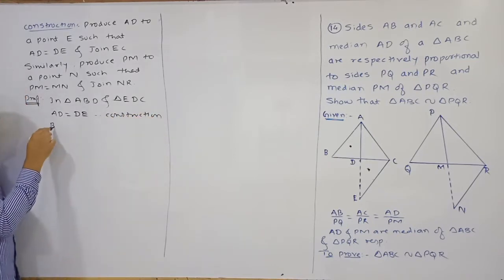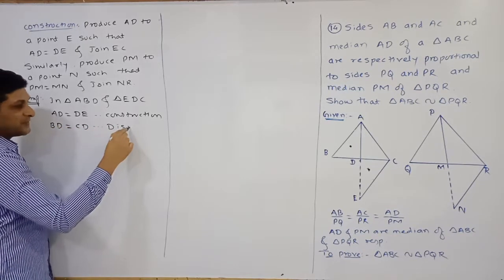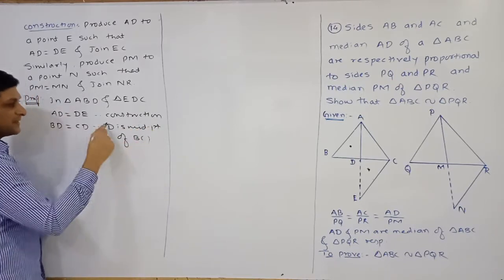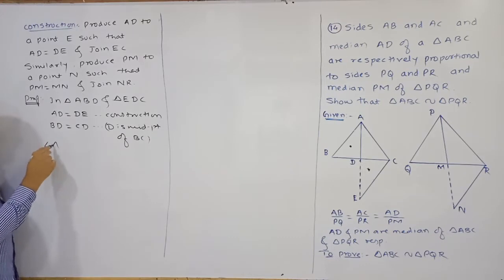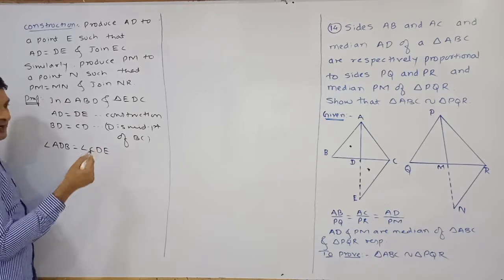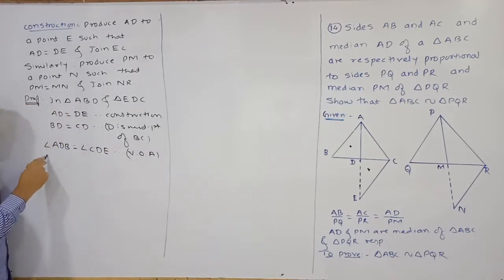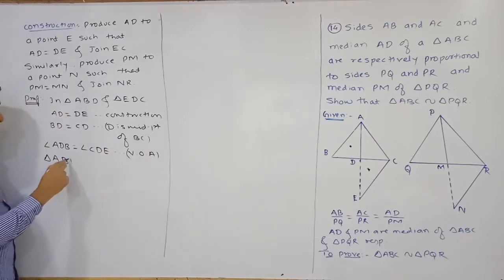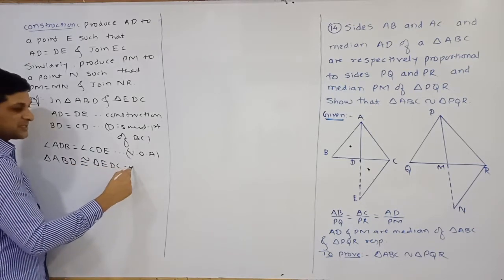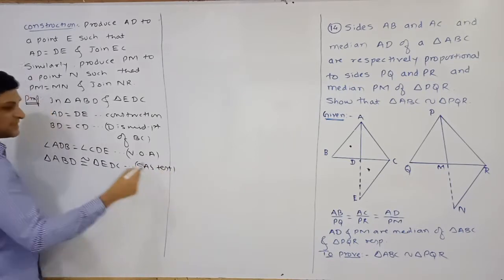Again we can say that BD will be equal to CD, because D is the midpoint. Midpoint of which side? BC. And angle ADB is equal to angle CDE, these are vertically opposite angles, and that's why we can say that triangle ABD is congruent to triangle EDC by which criterion? SAS criterion, or we can say the SAS test.